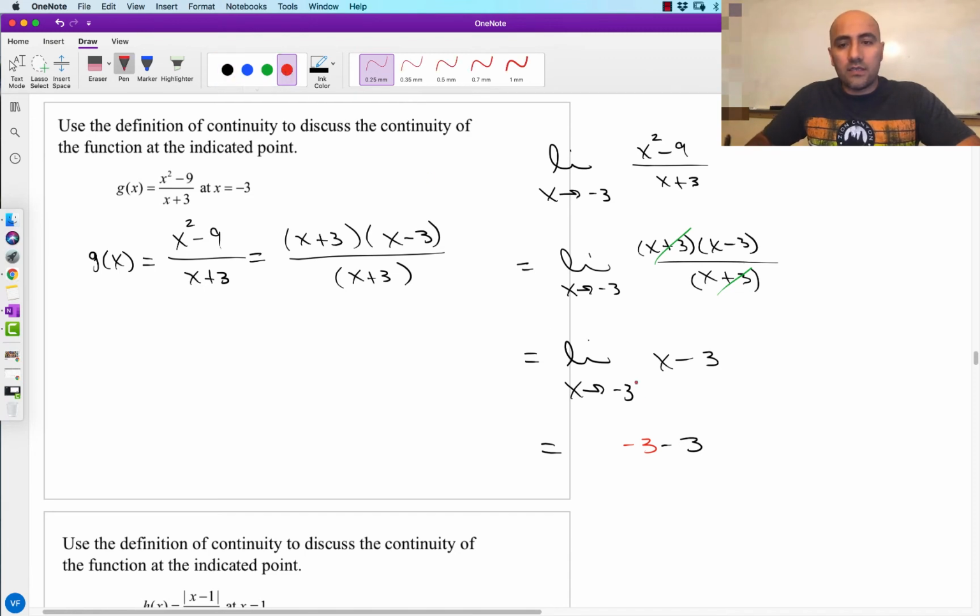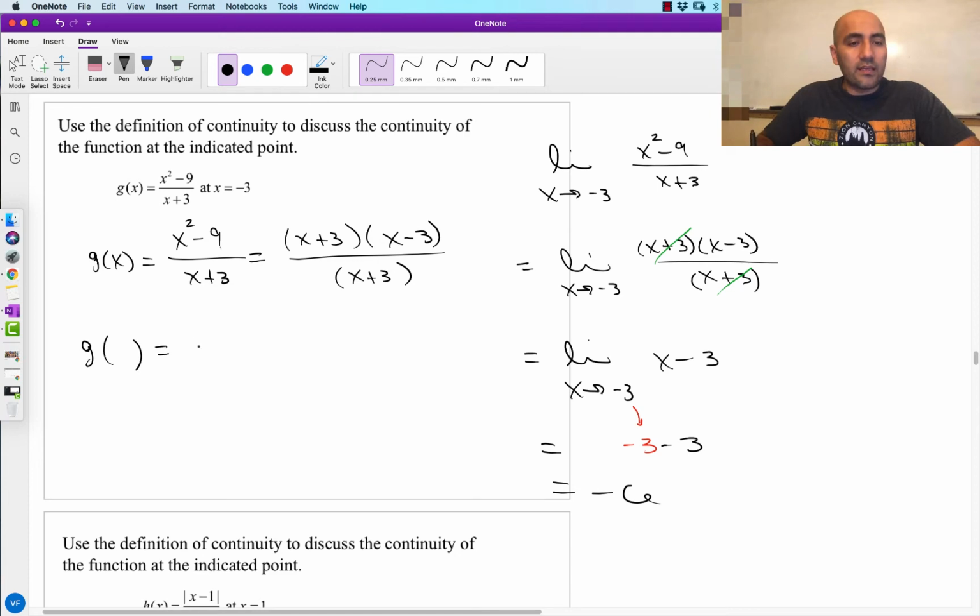Right? So this is the minus 3 from in there. I'm just plugging it into the x, which gives me a limit of negative 6. So the limit does exist. It equals negative 6. However, when we evaluate the function at negative 3, we're going to get a 0 in the denominator.